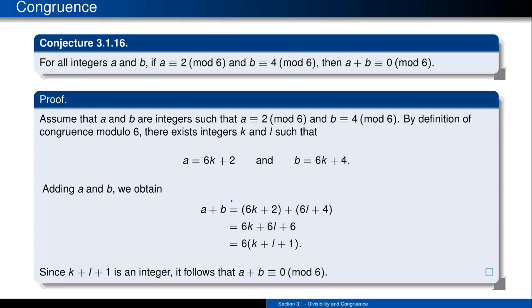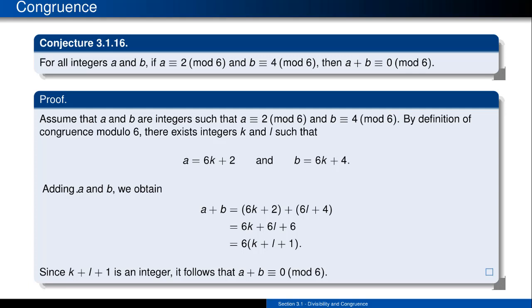So here's where I'm going to say, I'm going to assume that a and b are some integers. They're going to have these really special properties that, in this case, a is going to be congruent to 2 mod 6, and b is going to be congruent to 4 mod 6. I'm going to use the definition of what this actually means. So by the definition of congruence modulo 6, there are these magic integers k and l such that a and b have this very special representation.